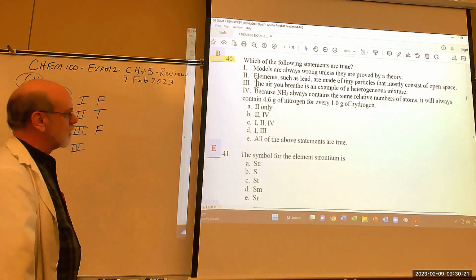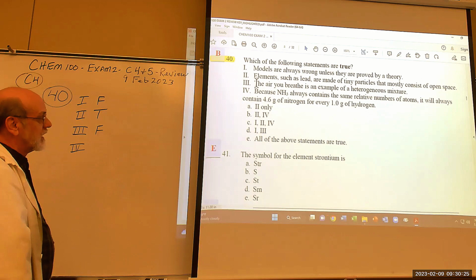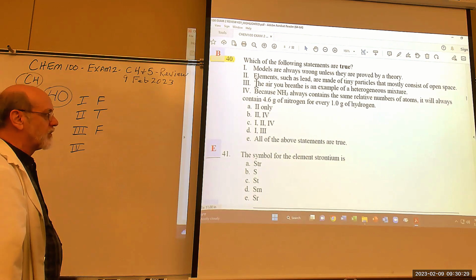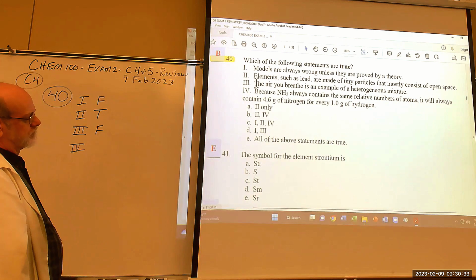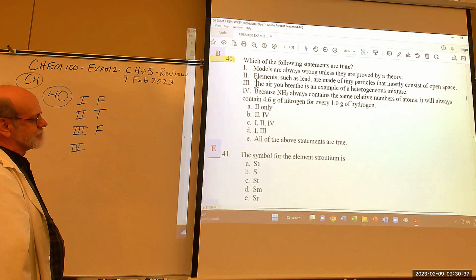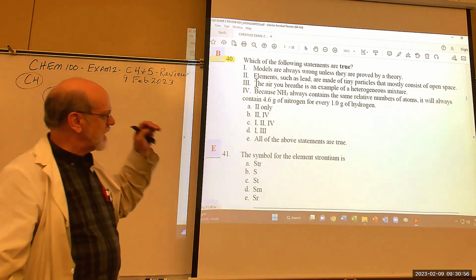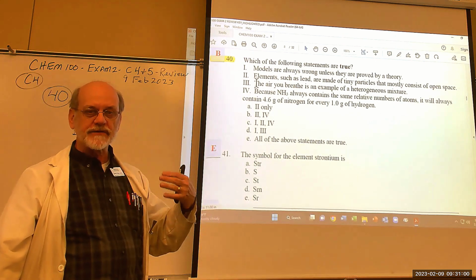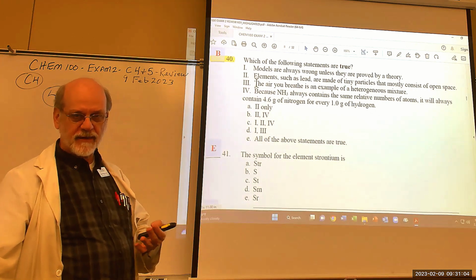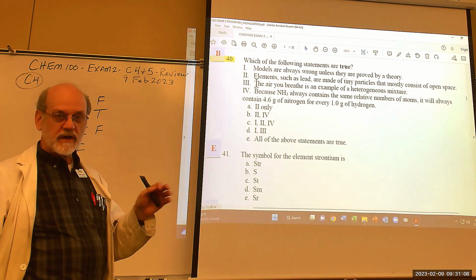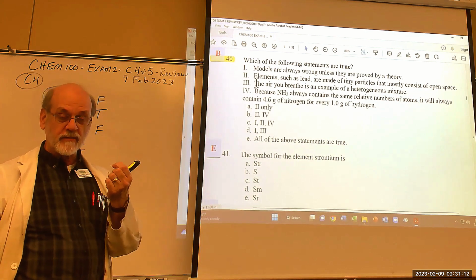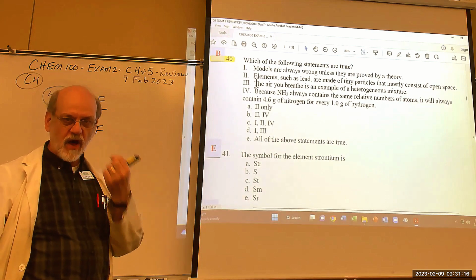And 4, because ammonia always contains the same relative number of atoms, it will always contain 4.6 grams of nitrogen for every 1 gram of hydrogen. Okay. Have we gotten far enough? Let's see. Yeah, we can deduce this one. This is a way of stating the law of constant composition or definite composition. In other words, all compounds, no matter what their origin, no matter where you get it from, the ratio of masses of elements is always the same.